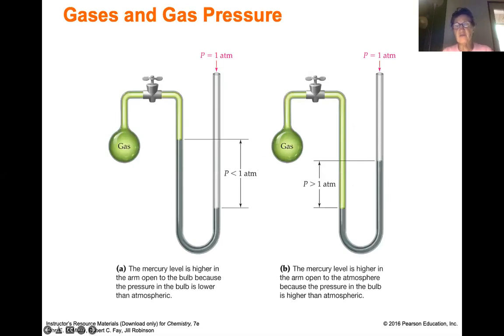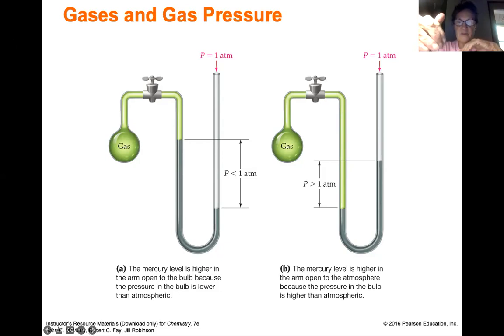If we want to measure the pressure of a gas rather than atmospheric pressure, here you have a manometer rather than a barometer. If we look at the gas in this bulb and compare it to the pressure of the atmosphere, the atmosphere is pushing on one side of the column and the gas on the other side. If the gas pressure were exactly the same as the atmospheric pressure, there'd be no difference in the height of the two columns.